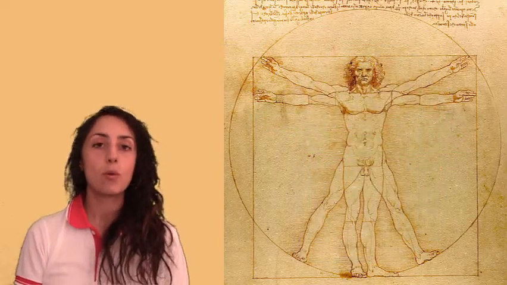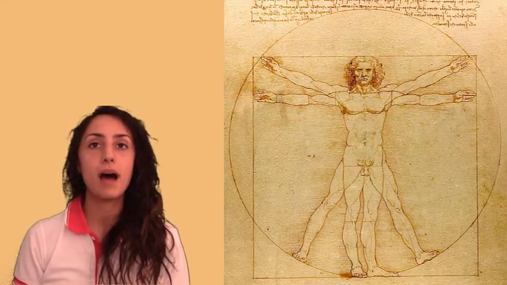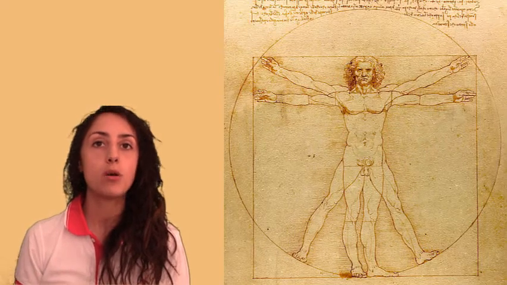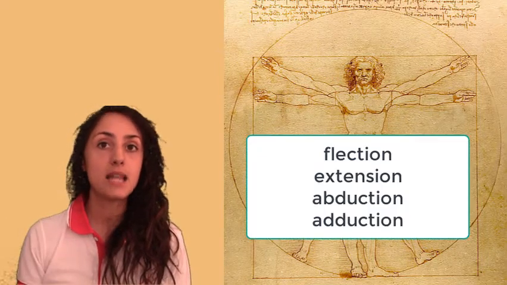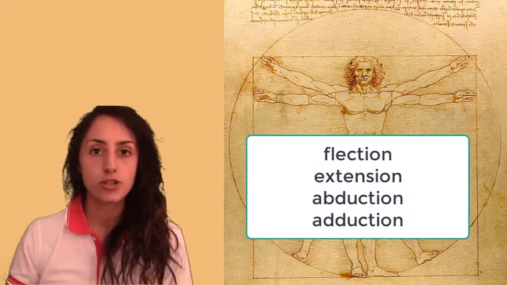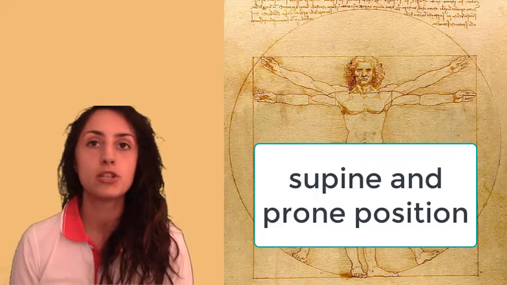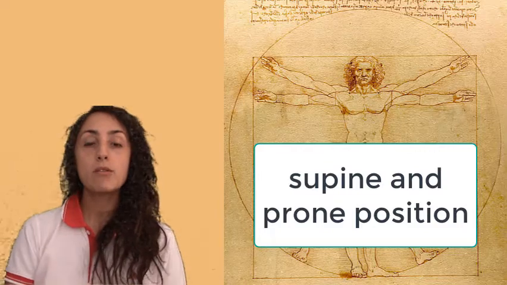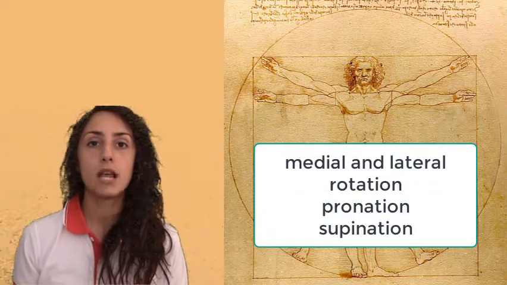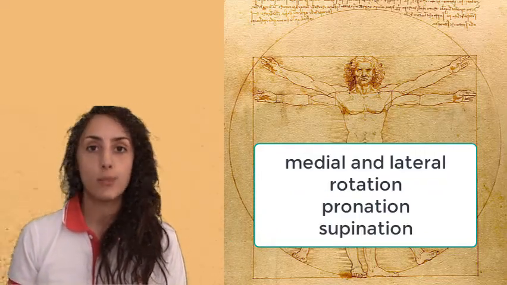And when describing the different parts of the body, we also use terms of motion like flexion, extension, or abduction, adduction, supine and prone position, or medial rotation, lateral rotation, pronation, supination.